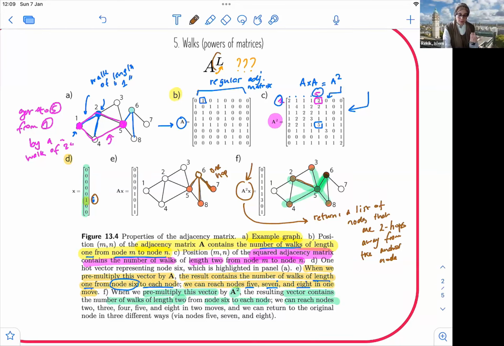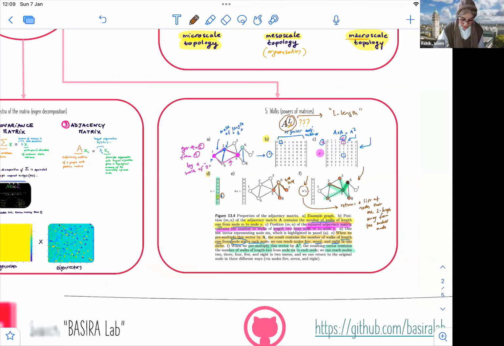So here, for example, we can find walks that have length L, right? So we have L hops to get from one particular node to another node, and we can identify these nodes. We can find them out by raising A to the power of L, as we did here for this particular example.